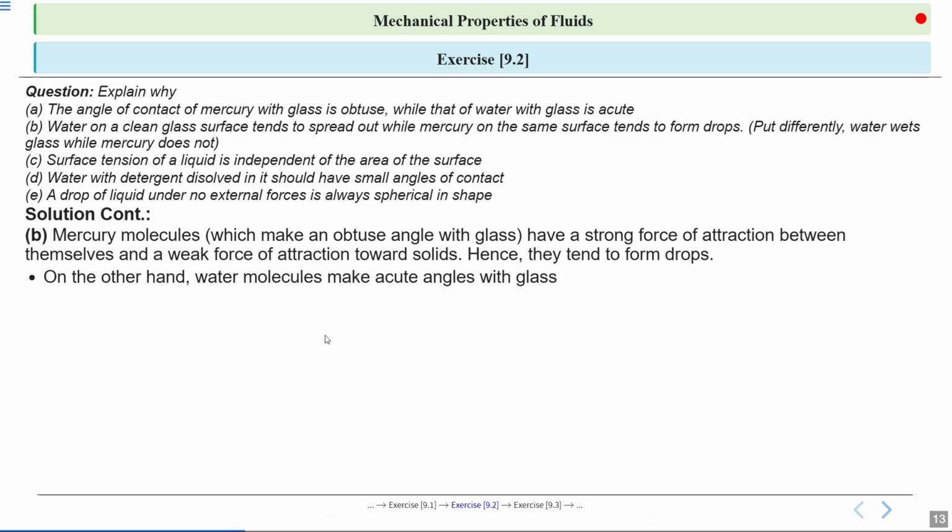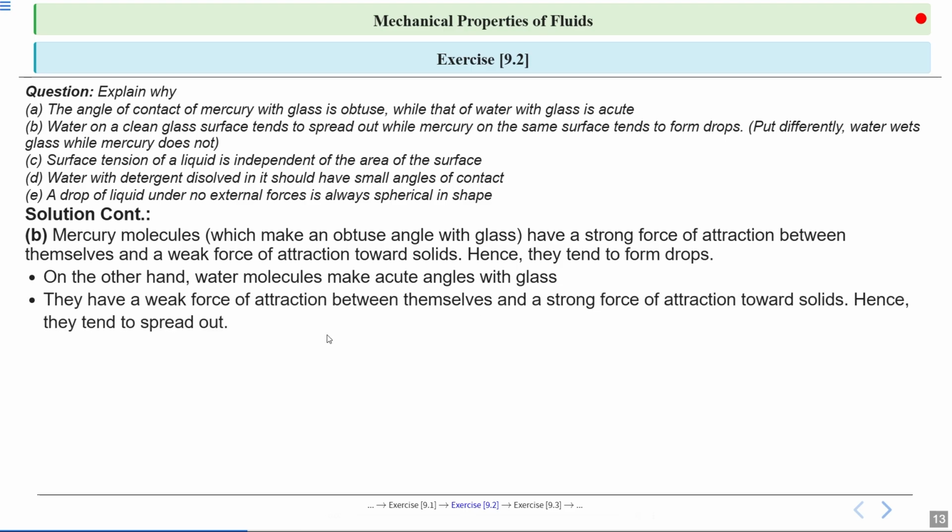On the other hand, water makes an acute angle with glass, which means the drop flattens out more. This is because water molecules are more attracted to the glass than to each other, so they tend to cling to the surface. They have a weak force of attraction between themselves and a strong force of attraction towards solids. Hence, they tend to spread out.